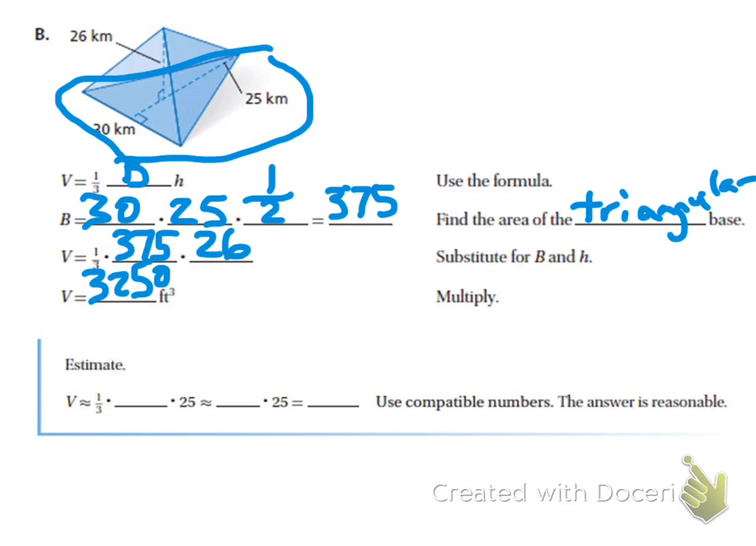And if you wanted to do this by estimating, you could estimate that it's about 360, and that 360 times a half, or times 1/3 times 25, is about 120, which is about 3,000 feet cubed.